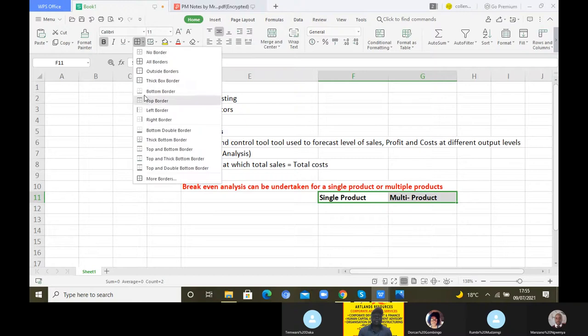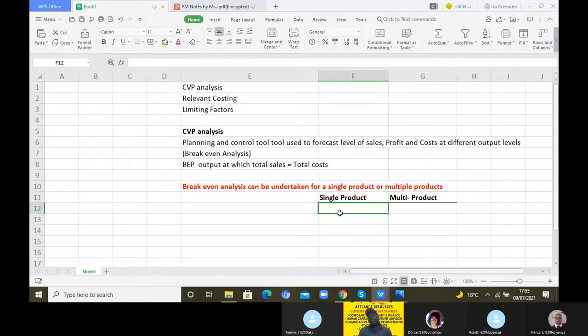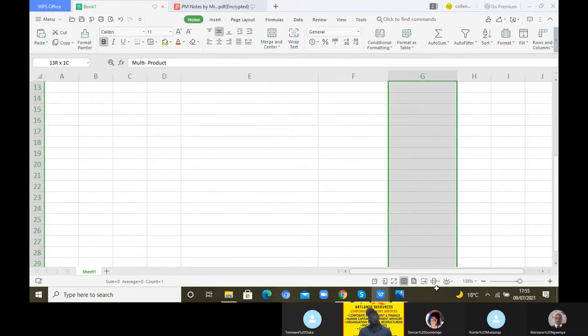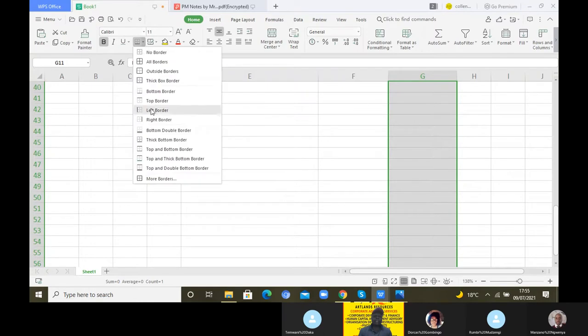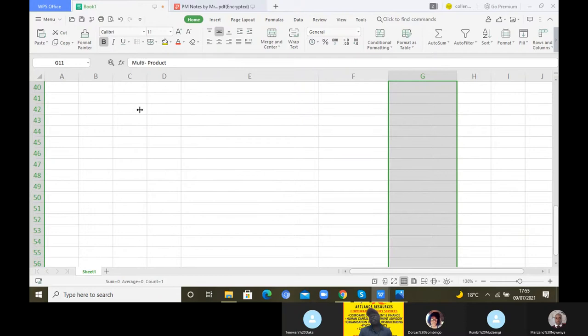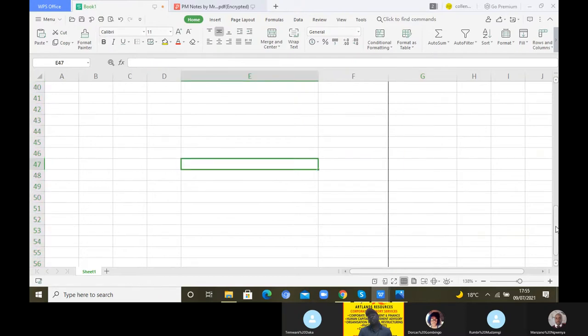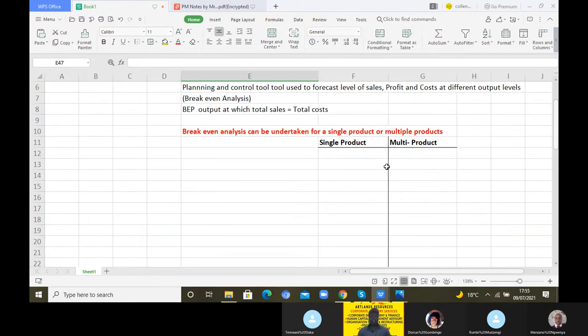Let me tabulate my work so that it will look nice. You know, in performance management, there's an element of being neat. We take neatness seriously in performance management. So there you go. Single product and multi-product. So let us say you are calculating break-even point in units.